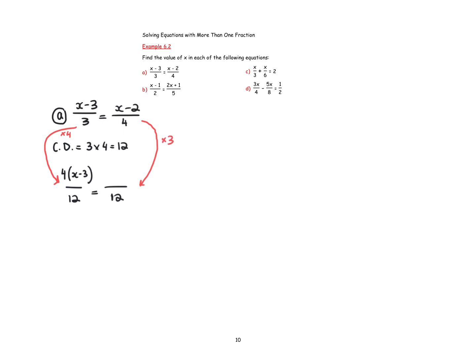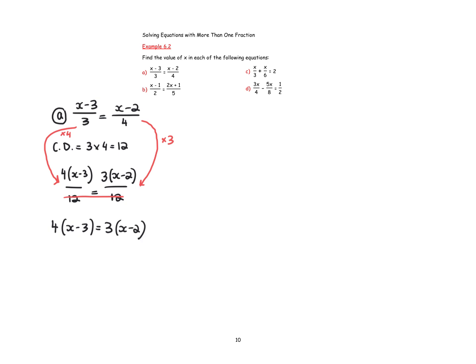On the right-hand side, the denominator was 4 and is now 12, meaning we would have had to multiply the denominator by 3. Multiplying the denominator by 3 means we'll also have to multiply the numerator by 3, meaning we'll get 3 times x minus 2. Once the denominators are the same, we can forget about the denominators. We can solve the sum using just the numerators. Therefore, we'll end up with 4 times x minus 3 is equal to 3 times x minus 2.